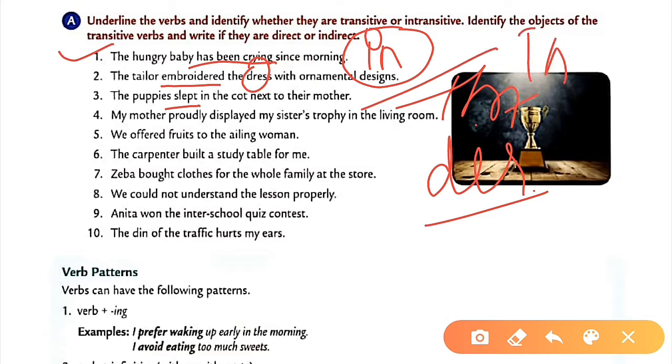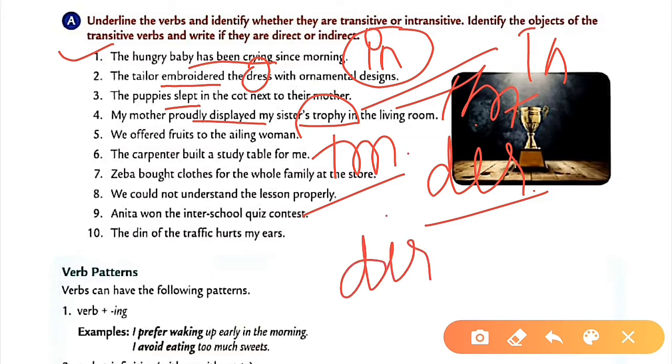Question number 4. My mother proudly displayed my sister's trophy in the living room. So your answer is displayed. Displayed is your verb. Okay, and my mother, sister's trophy, living room. So there is an object: trophy. Okay, it is an object, and that's why it is your transitive verb. You have to write transitive, and it is a direct object. Okay, next.